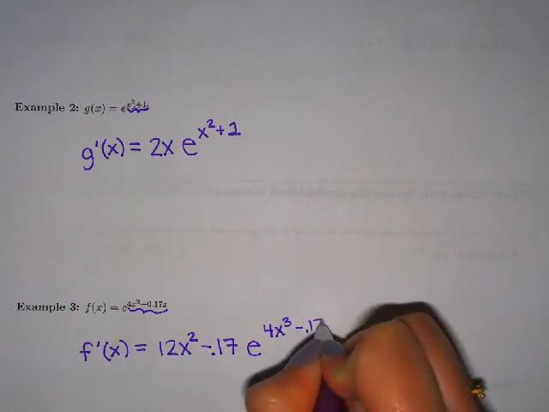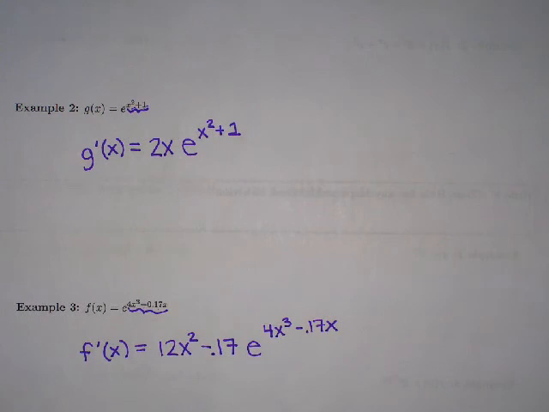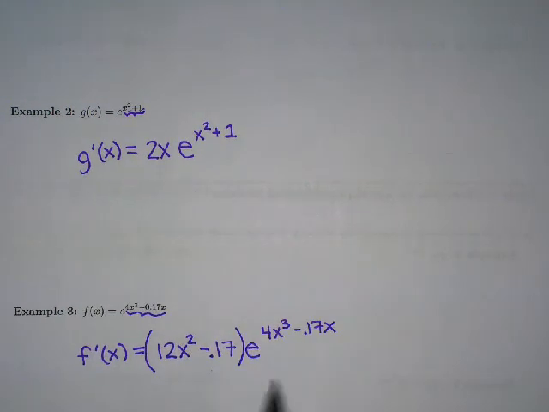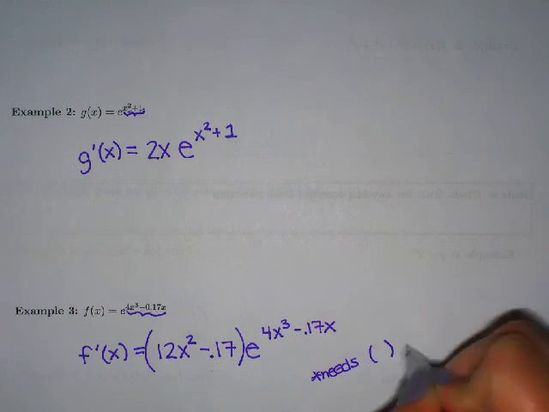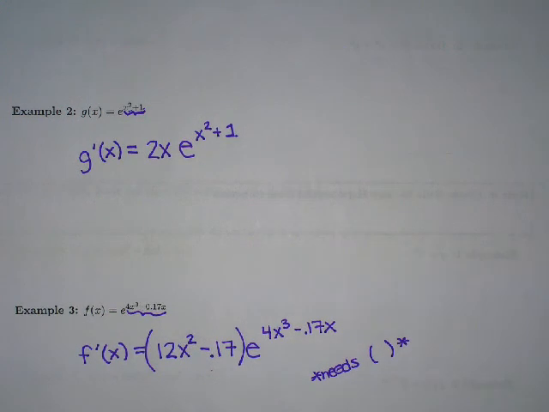e to the 4x cubed minus 0.17x. And you think, well, I've got this rule. Derivative of the power times e to the original power. But WebAssign will mark you wrong, and so would I. This isn't the right answer. Can you see what's wrong with it? We did the derivative of the power times e to the original power. It's not that. It's that it's the whole derivative of the power times e to the original power. Don't forget parentheses. If your derivative of the power is more than one term, it needs parentheses. So if you're getting marked wrong in WebAssign and you're like, I know what I'm doing, it's probably that you're missing parentheses. So it needs parentheses.